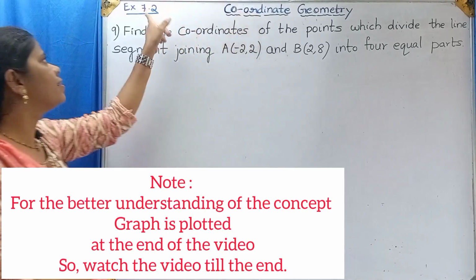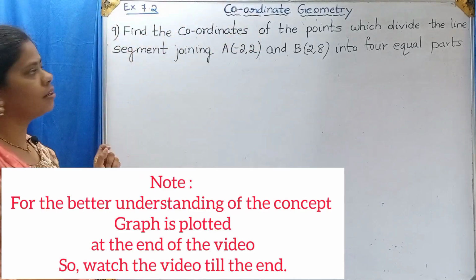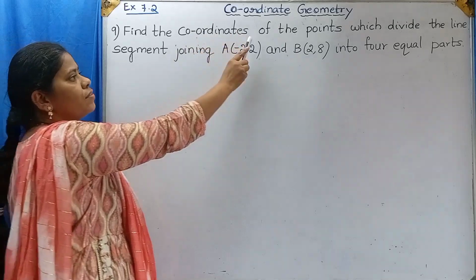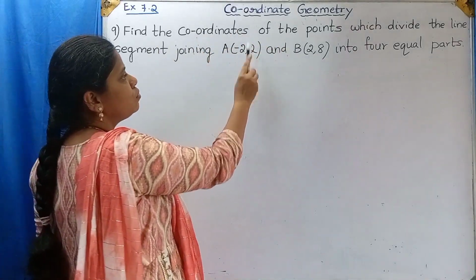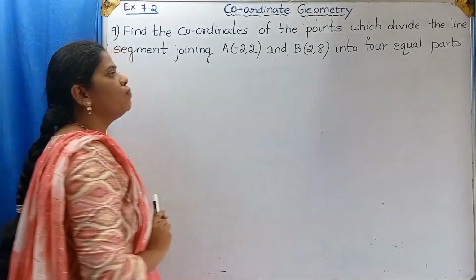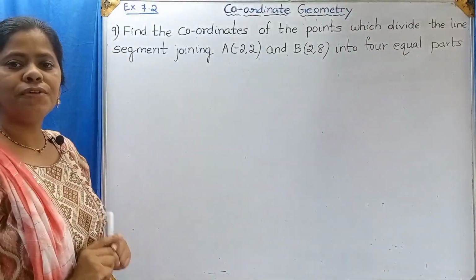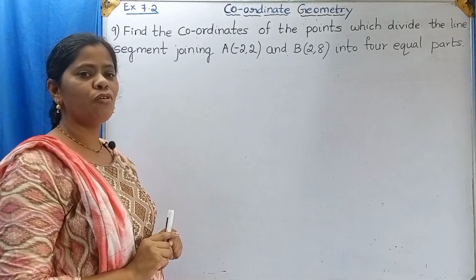Coordinate geometry, exercise 7.2, ninth question. Find the coordinates of the points which divide the line segment joining A(-2, 2) and B(2, 8) into 4 equal parts. First, let us see what is given in the problem.